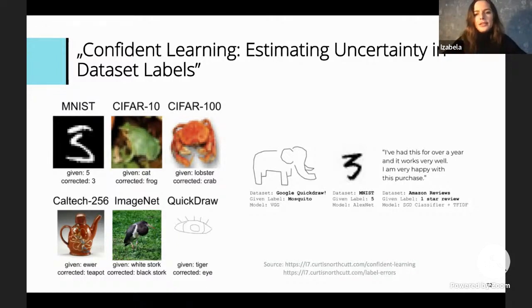It turned out that even in a relatively small dataset like MNIST, they found wrong labels. In CIFAR-10, at least 6% of test examples are mislabeled. In QuickDraw, at least 10%. And this shows that even the most popular datasets are not error-free.